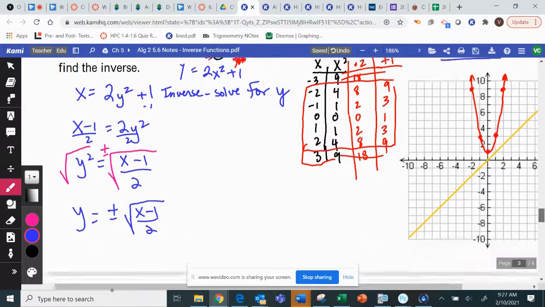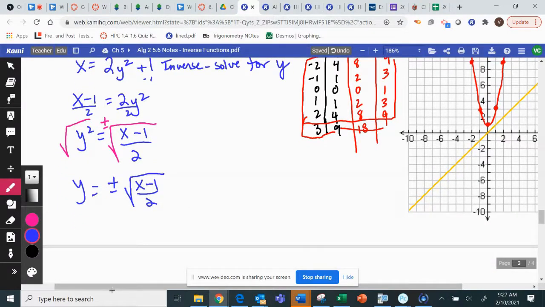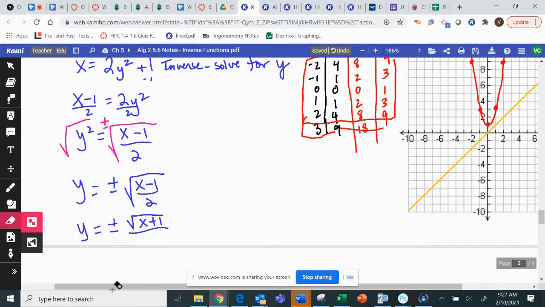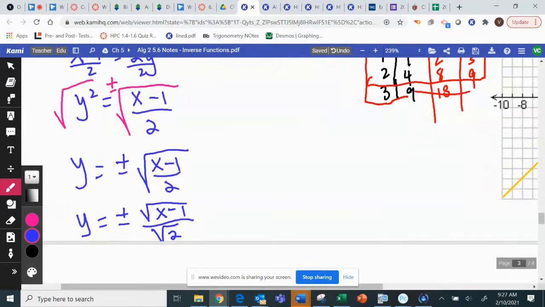Oh, and I'm about to get really technical with you. If I've got the square root of a fraction, then I have plus minus the square root of x minus 1, over the square root of 2. Let me zoom in here for a second so you guys can really see it.